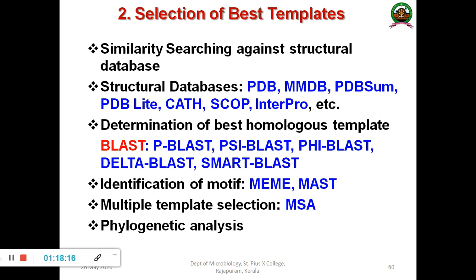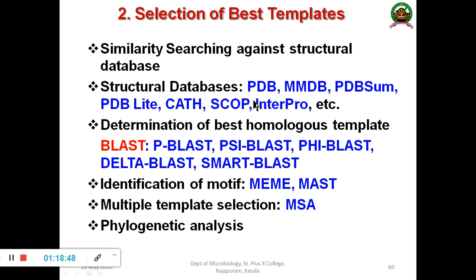The selection of the template can be done by using similarity searching. Similarity searching, you might have heard about the basic local alignment search tool, or BLAST, and FASTA. Okay, BLAST and FASTA are the best methods for similarity searching, and I told you, similarity searching against what? Against the structure. So what you are going to look for here? Here you are going to look for the structure that has a high homologous relationship with your target sequence.